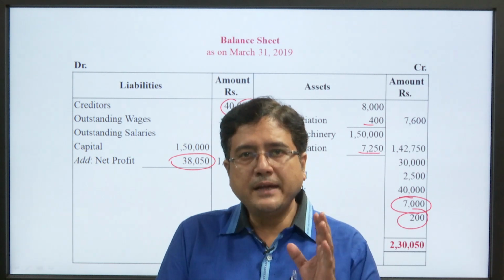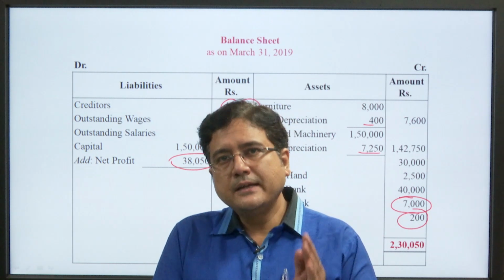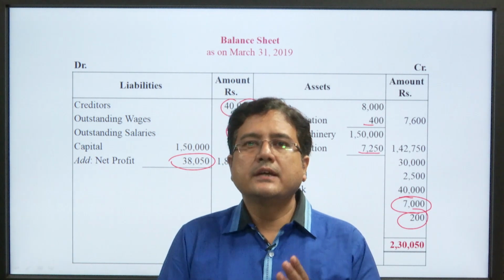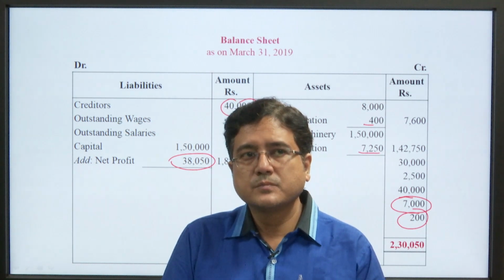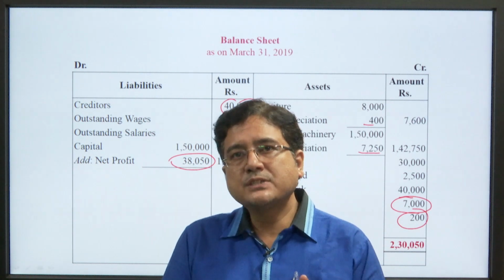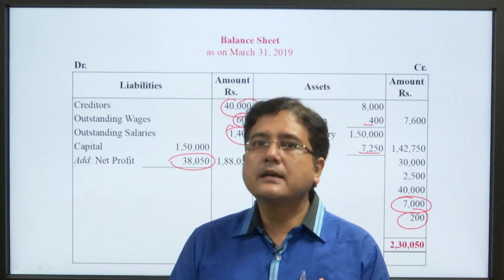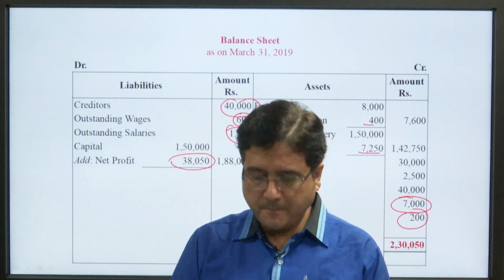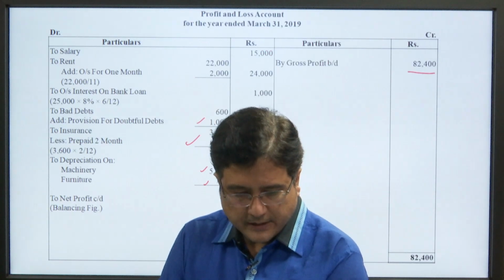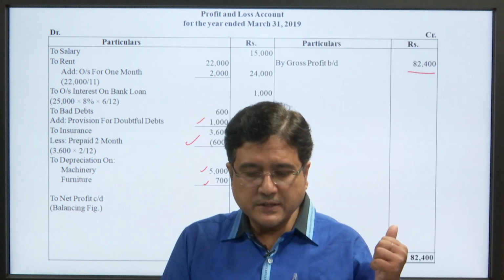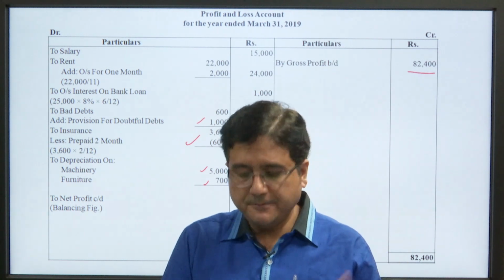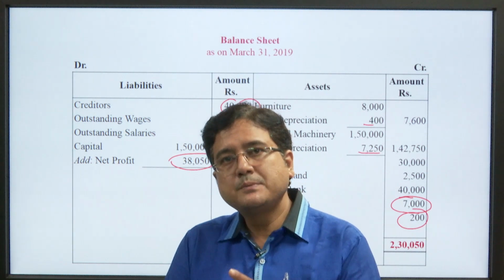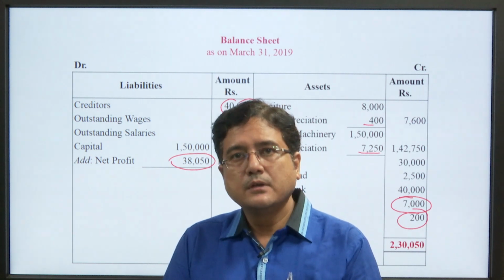So, make it clear when you are doing the adjustment, all prepaids are deducted in the profit and loss account from its debit side. See, here the prepaid amount is deducted from the profit and loss account debit side, and it must be part of assets.